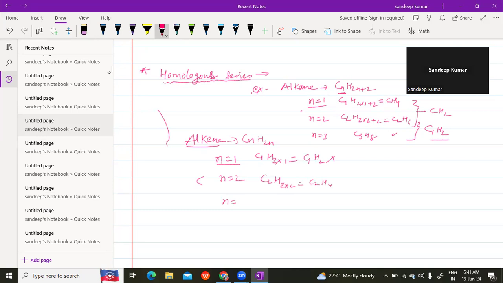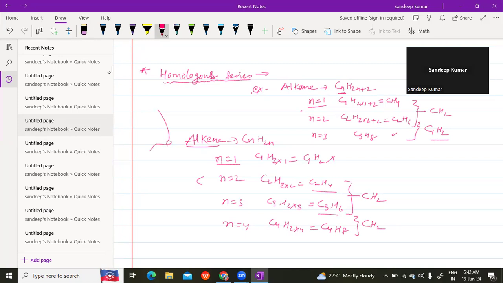Put n is equal to 3. You'll get C3H(2 into 3), that is equal to C3H6. If you see, there is a difference of 1 carbon and 2 hydrogen. 3 minus 2, 1 carbon, 6 minus 4, 2 hydrogen. Put n is equal to 4. What will you get? C4H(2 into 4), C4H8. Again, there is a difference of 4 minus 3, 1 carbon and 8 minus 6, 2 hydrogen.